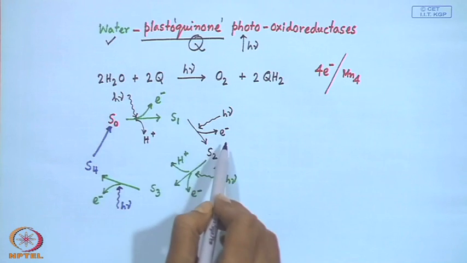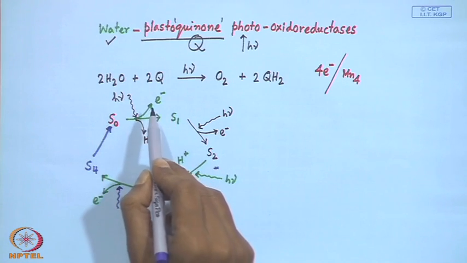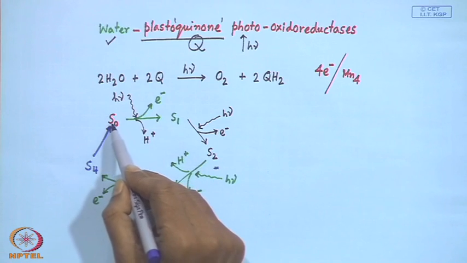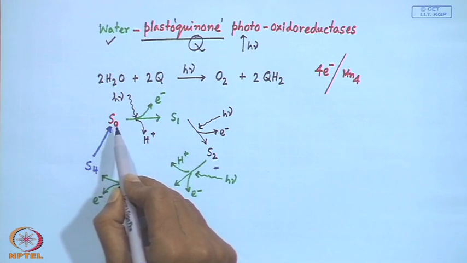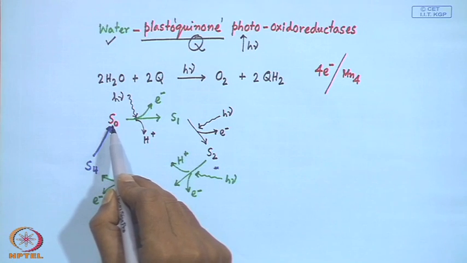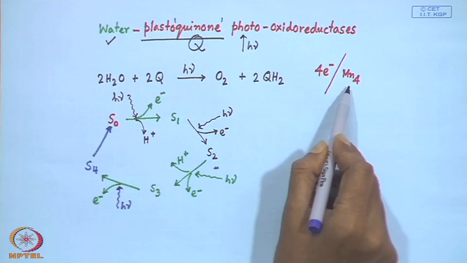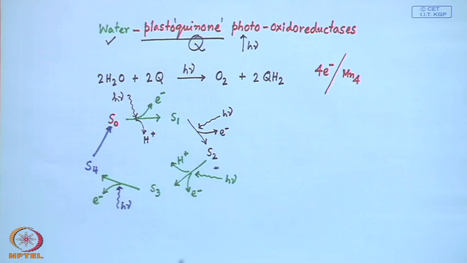So, by taking the electrons one after another, we can move from S0 to S4. S0 you can immediately say is the super reduced form of this M4 complex, and this is the super oxidized form. So, either you put all 4 electrons into the system together or you take 4 electrons out of the system.